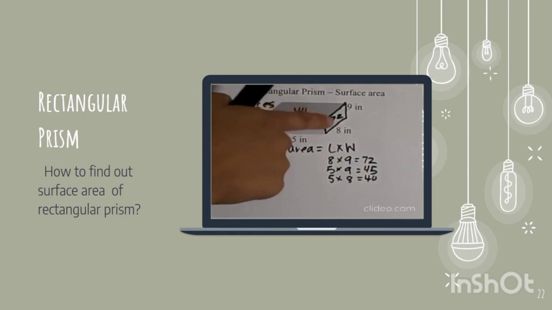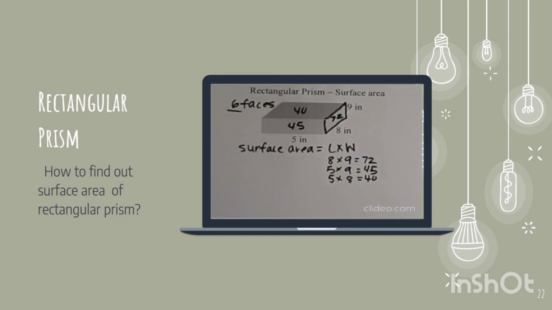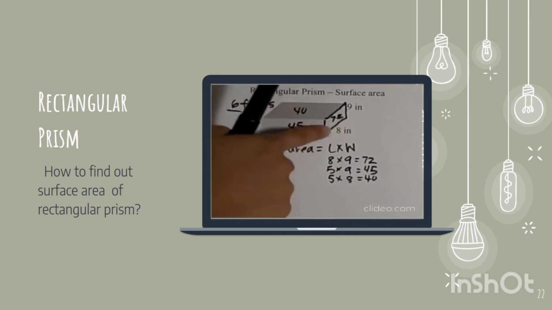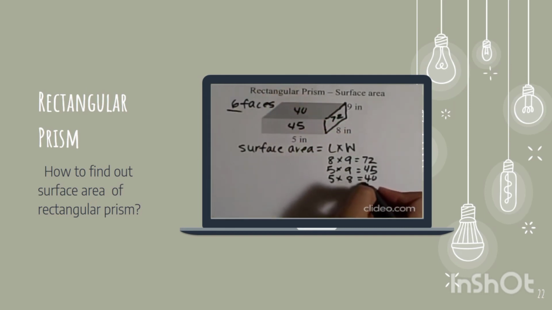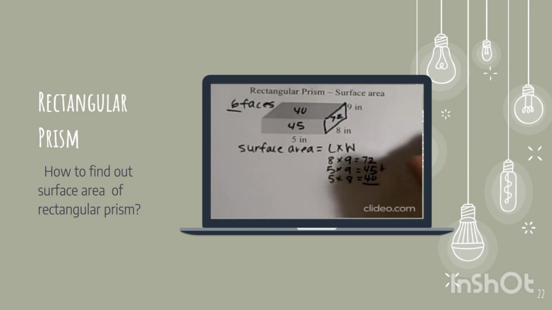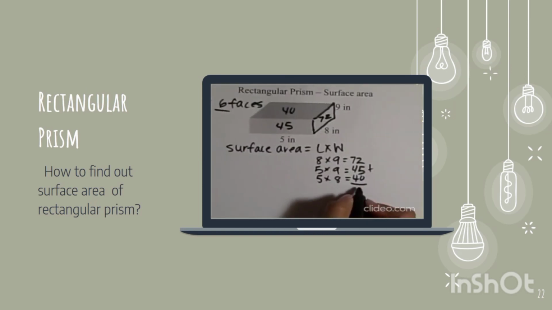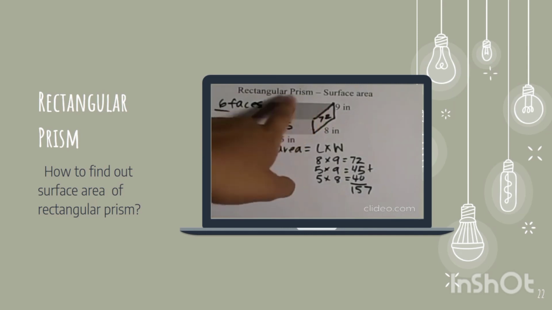And I have the area of each. The next step is I'm going to add all of these together so I can get the total area of these 3 faces. So I'm going to add 72, 45, and 40, and I get 157. Now, I now know the area of these 3 faces, but I still have 6 that I need to solve, so I need to solve for 3 more.